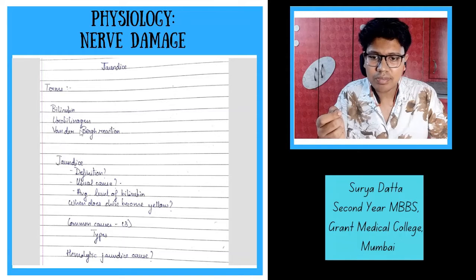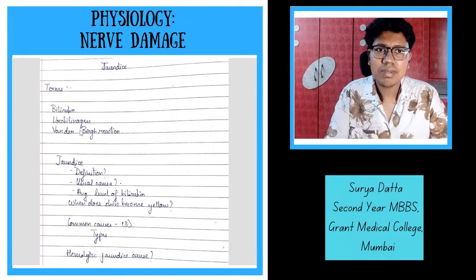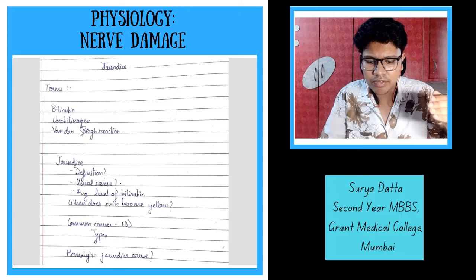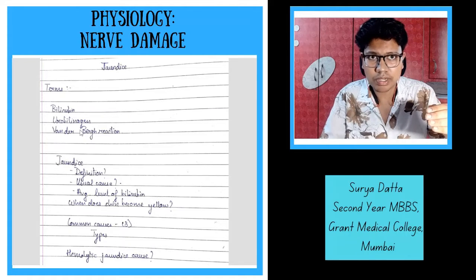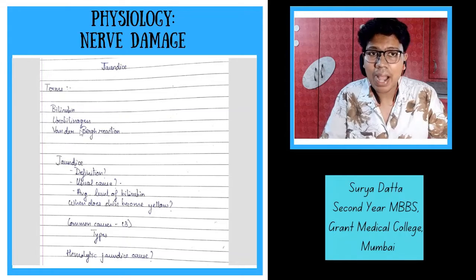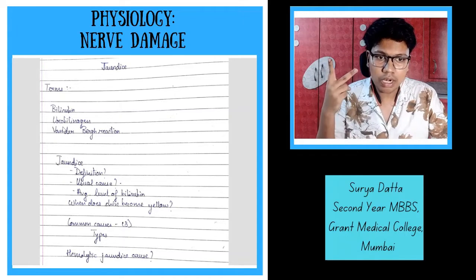Now, Vandenberg reaction. The Vandenberg reaction basically is a biochemical test that measures the levels of unconjugated and conjugated bilirubin in a given serum sample. For the Vandenberg test, I think a very important MCQ is that it is a biphasic test. Okay, now this is very important. You need to always remember that the Vandenberg test is biphasic in nature, which basically means that the test will occur in two parts, right?